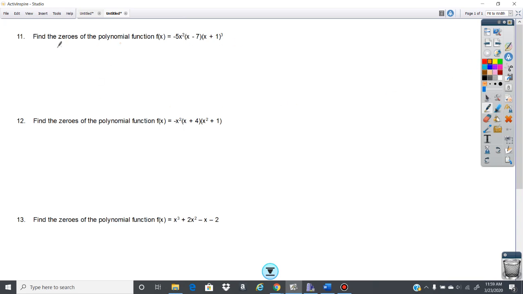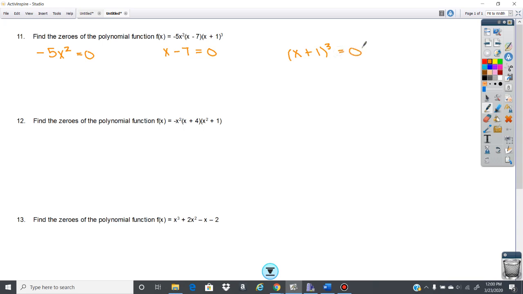So I've got a factor of negative 5x squared, that'll go equal to 0. I've got x minus 7 equals 0. And I have x plus 1 cubed equals 0.